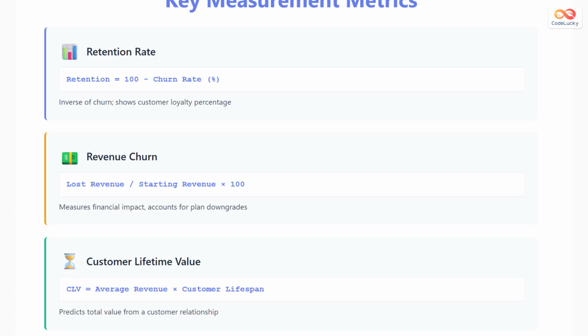3 metrics help you measure and understand churn in depth. Retention rate is simply 100 minus your churn rate, showing what percentage of customers stay with you. Revenue churn measures the financial impact by calculating lost revenue divided by starting revenue, which is important because losing a high-value customer hurts more than losing a low-value one. Customer lifetime value predicts the total value you'll get from a customer relationship by multiplying average revenue per customer by how long they typically stay with you.